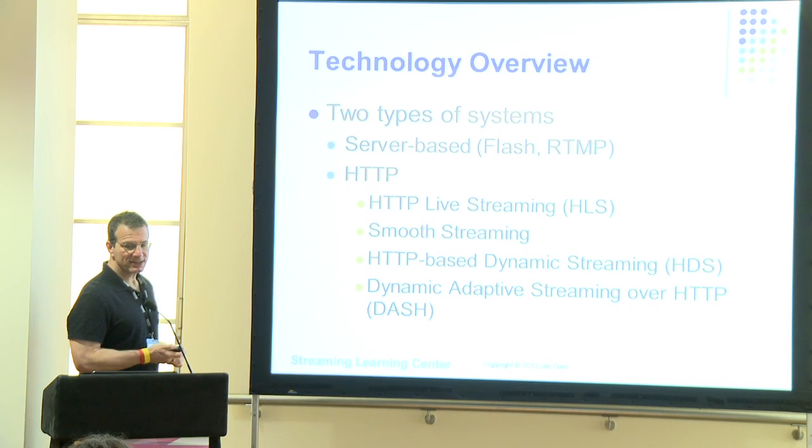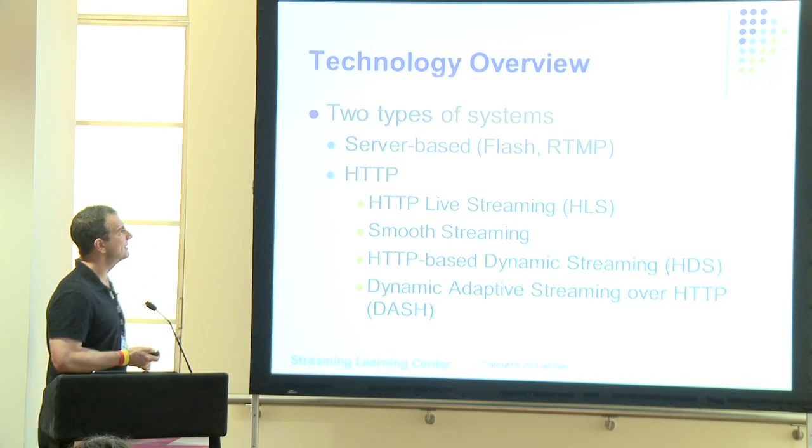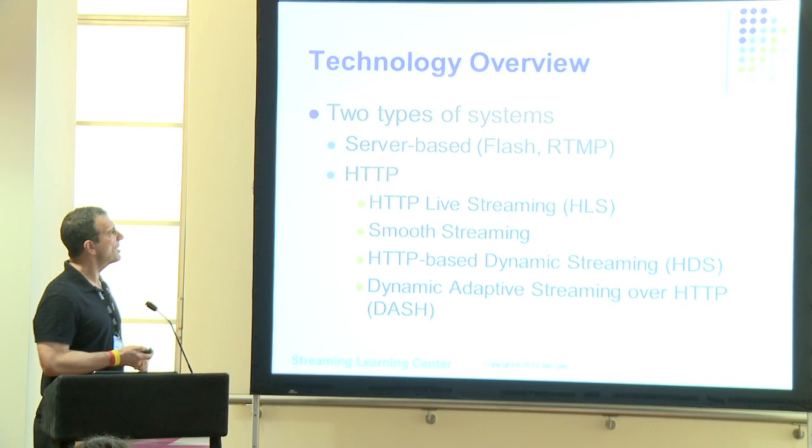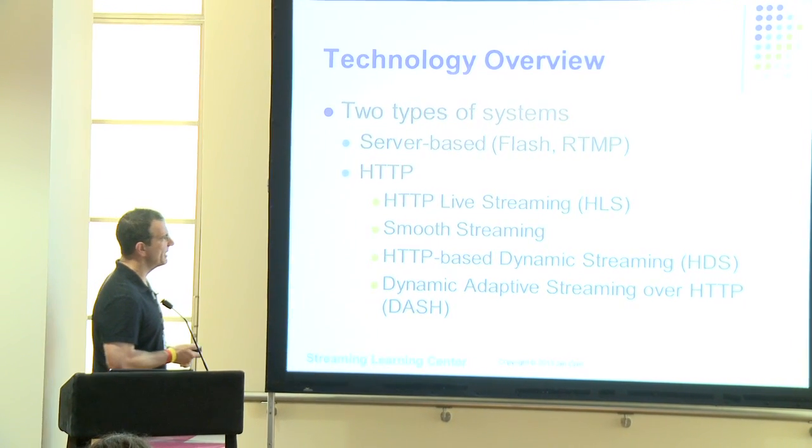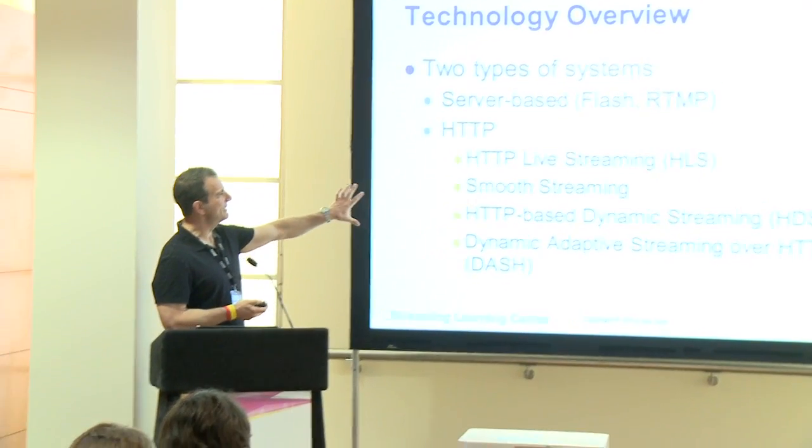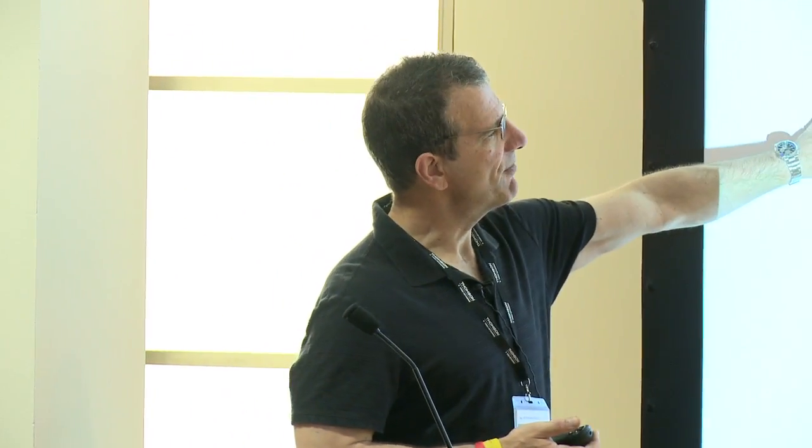And there are 2 types of systems. There's server-based technology, and I guess the primary example for that is Flash and RTMP streaming. And then there are multiple HTTP-based technologies, and we'll look at what that means in a second. Probably the most used is HTTP Live Streaming, HLS, that's Apple's technology. Smooth Streaming from Microsoft. HTTP-based dynamic streaming from Adobe, that's HDS, a successor to the RTMP-based streaming, and then the new standard, Dynamic Adaptive Streaming over HTTP, or DASH.